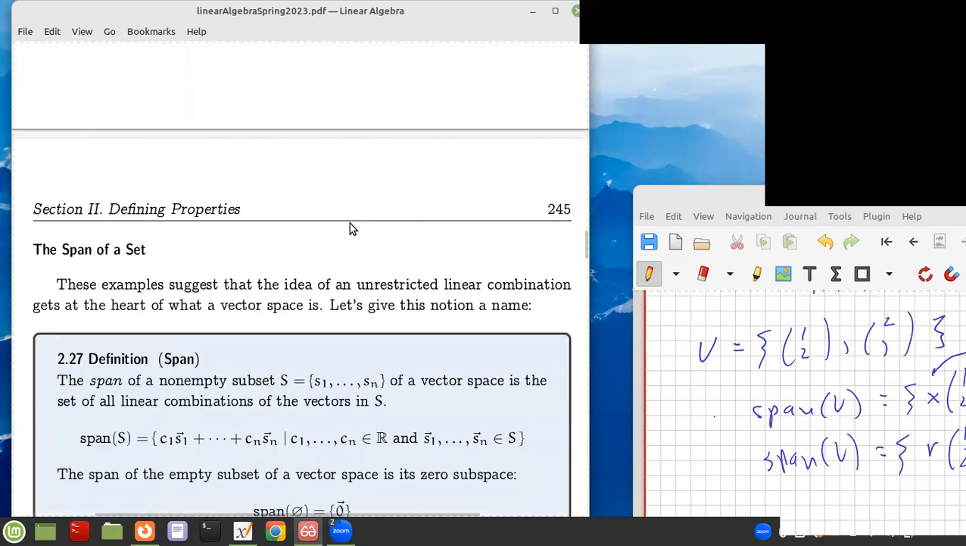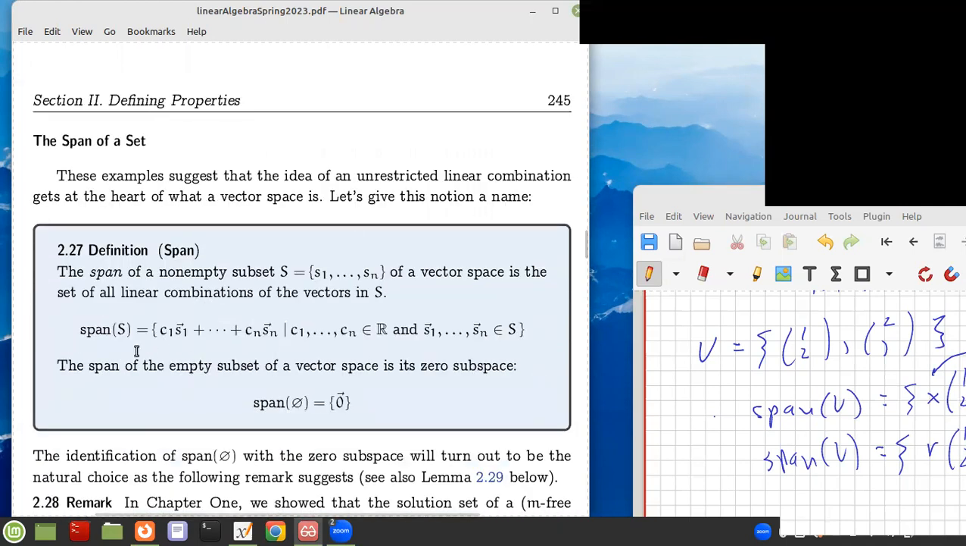Now, here's the definition. The span of a non-empty set S = {s1, ..., sn} of vectors in a vector space is the set of all linear combinations of the vectors in S. So here's the span. The c1 through cn are any real numbers. They're sort of like the free variables, but we're defining it directly as a span without reference to a linear system. And then there's this extra definition: the span of an empty set is the zero subspace.